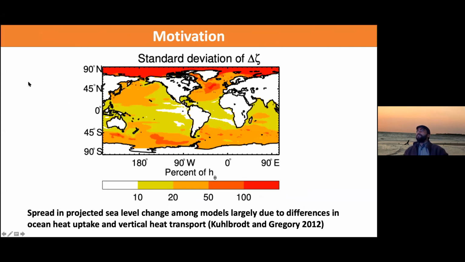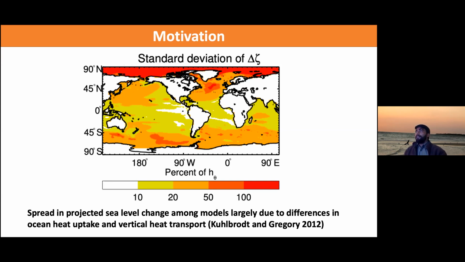As you can see, this shows the spread in the projected sea level change among the climate models participating in CMIP5. You can see the spread is largest in the high latitudes in both hemispheres and also in the North Atlantic and Northwest Pacific. Kuhlbrodt and Gregory suggested that this spread exists due to differences in the ocean heat uptake and also the vertical heat transport among the climate models.